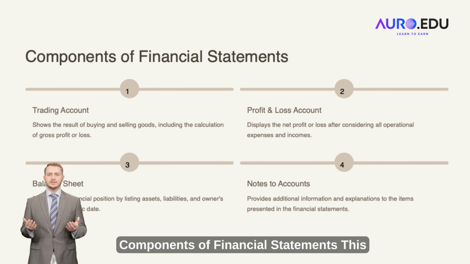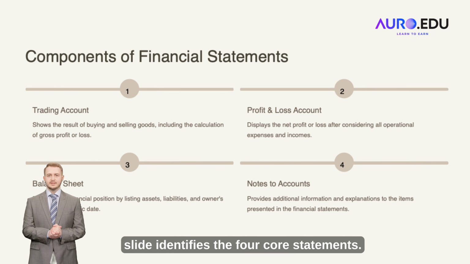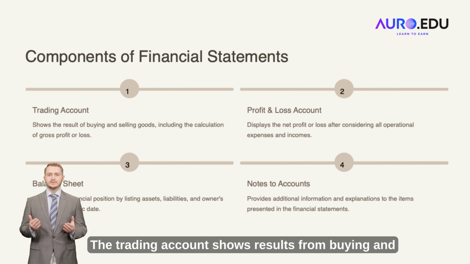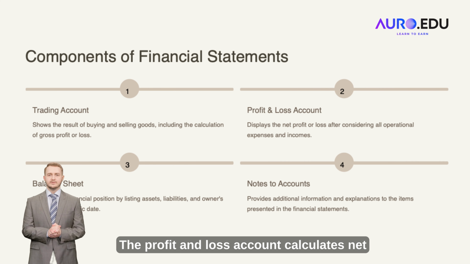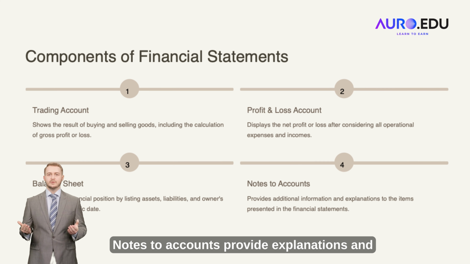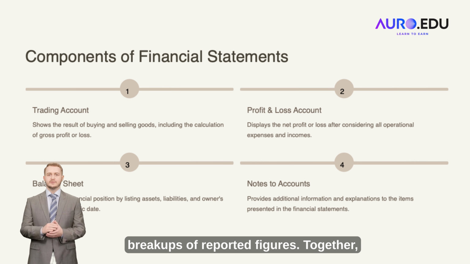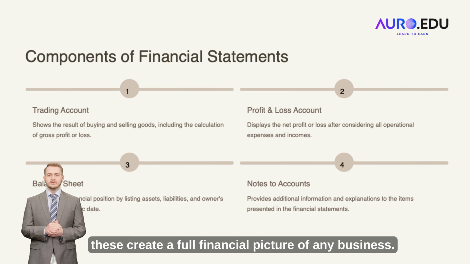Components of financial statements. This slide identifies the four core statements. The trading account shows results from buying and selling goods. The profit and loss account calculates net profit after expenses and incomes. The balance sheet shows assets, liabilities, and owner's equity on a specific date. Notes to accounts provide explanations and breakups of reported figures. Together, these create a full financial picture of any business.